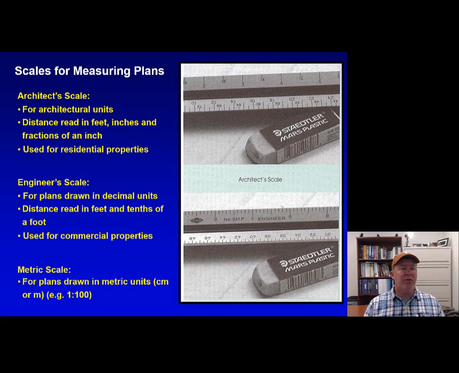So, scales for measuring our plans. An architect scale is used for architectural units. The distance is read in feet, inches, and fractions of an inch. It's used for residential properties, usually because the lot sizes are a lot smaller. We're going to use engineer scales more for big commercial properties.